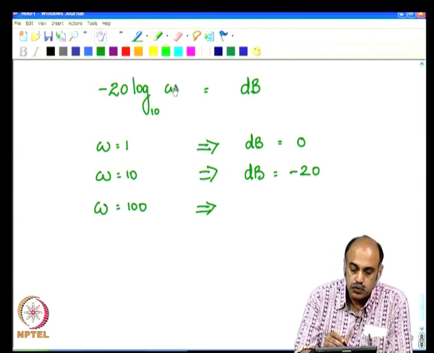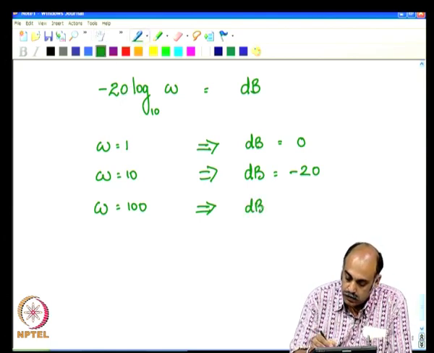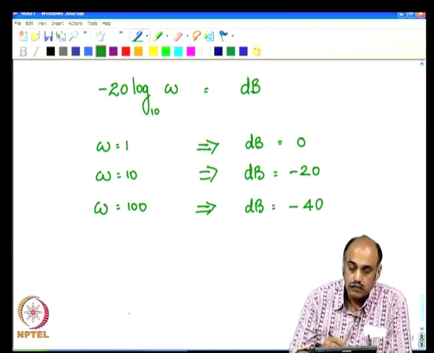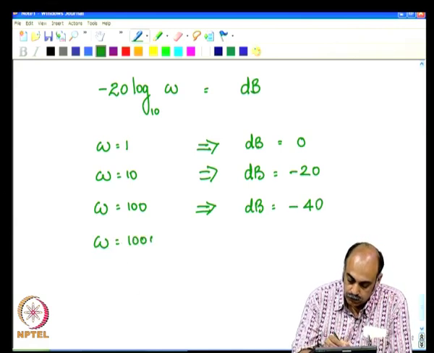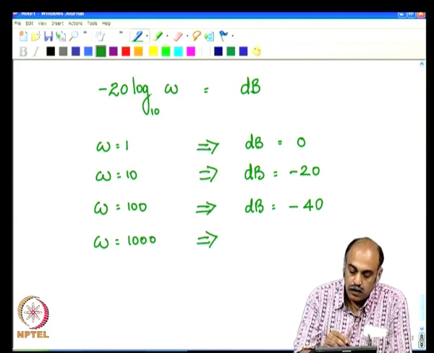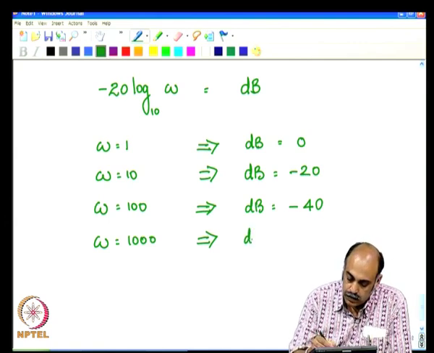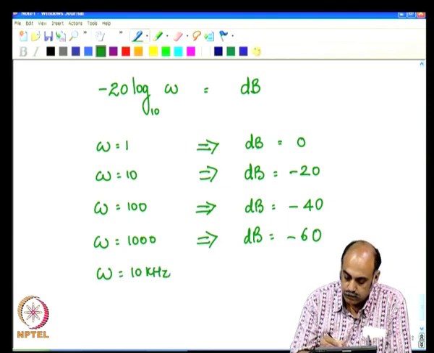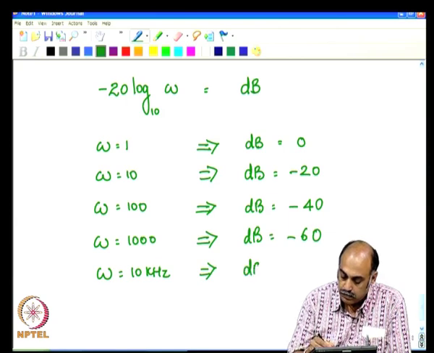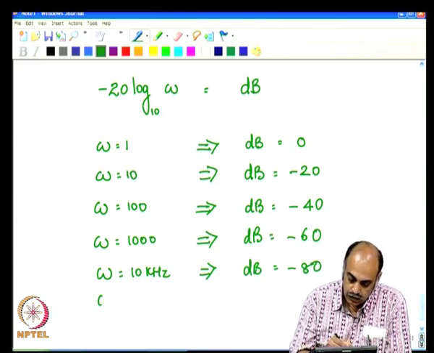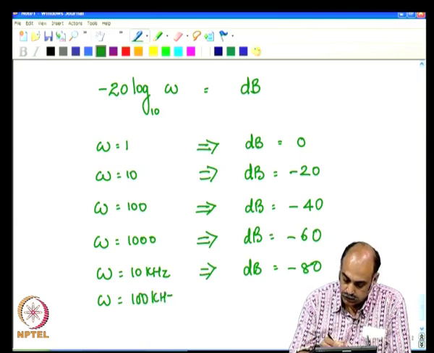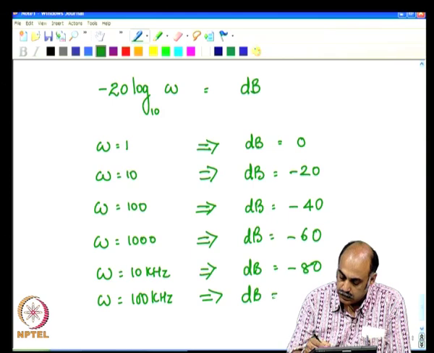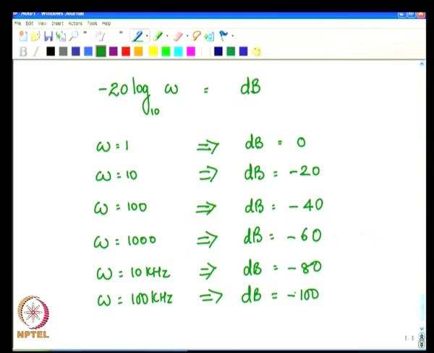Log base 10 of 100 is 2, 2 into 20 is 40, minus 40 dB. So, the dB gain becomes minus 40. Omega is equal to 1000. Log to base 10 of 1000 is 3, 3 into 20, minus 60. So, dB gain is equal to minus 60 and so on. 10 kilohertz, you see that the dB gain is equal to minus 80. Omega is equal to 100 kilohertz, dB gain is equal to minus 100 dB, so on.